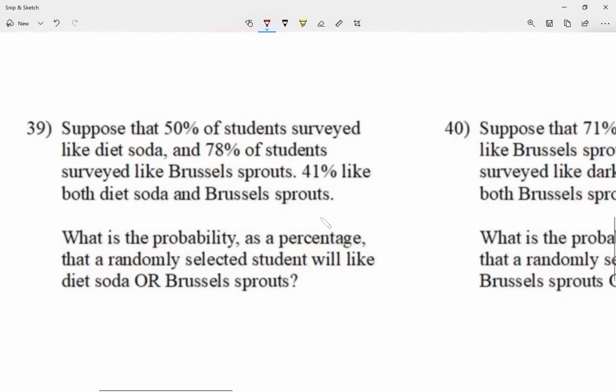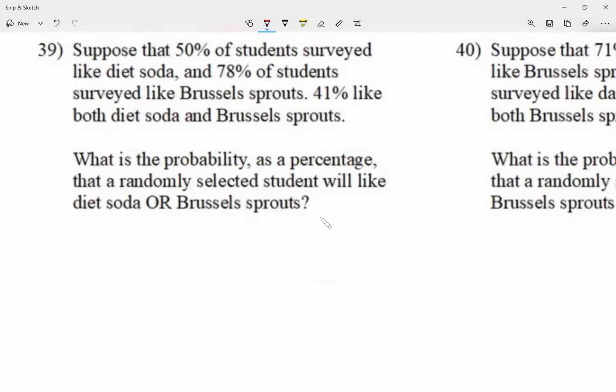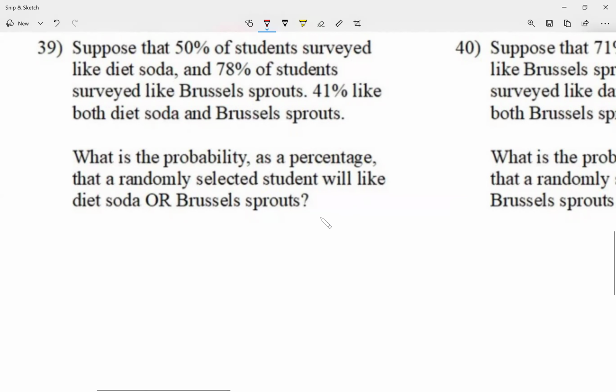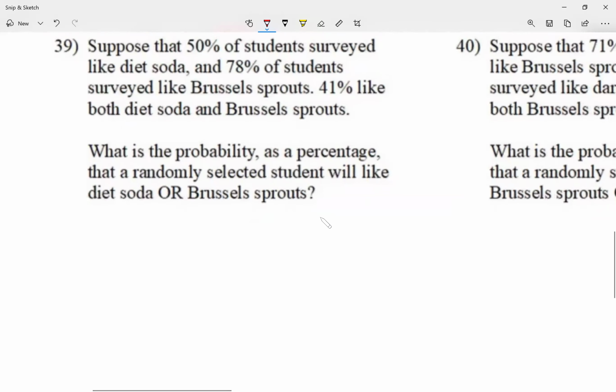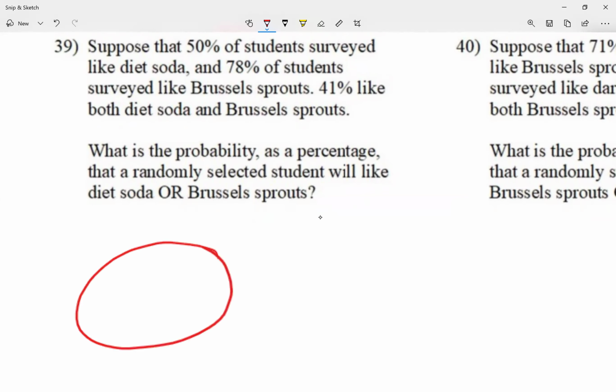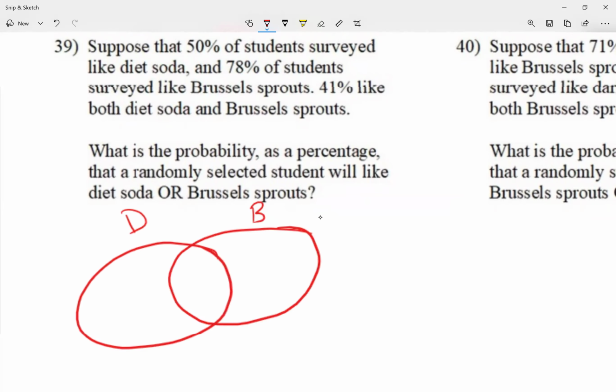My last two questions, let's see. Suppose that 50% of students surveyed like diet soda and 78% of students surveyed like Brussels sprouts. 41% like both diet soda and Brussels sprouts. Okay, so let me take a look at this right here. I'll read the questions in a minute. I'm gonna do something about diet sodas. I'm gonna do something about Brussels sprouts, so let me call that B. 41% said they like both. So as a decimal, that's 0.41.